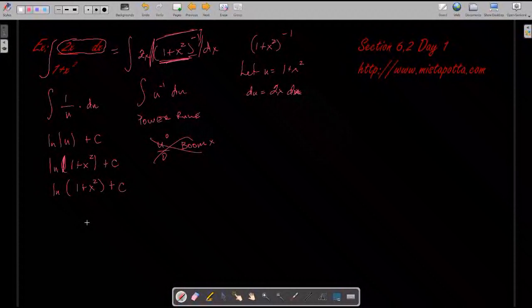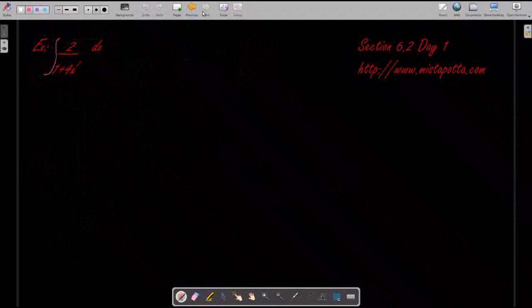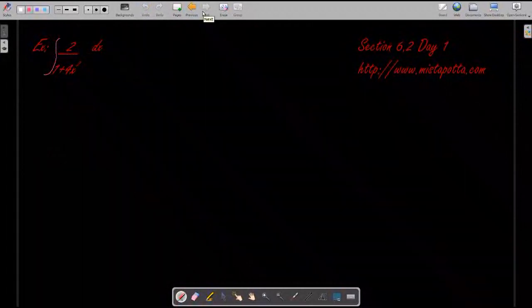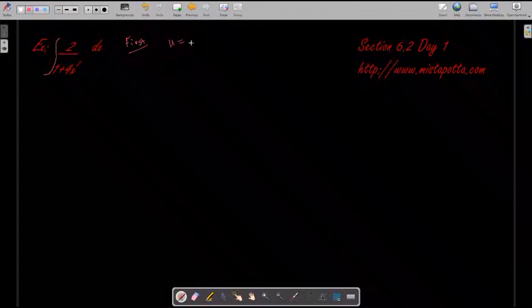So, last example, let me make a slight tweak to this function. So I've got the integral of 2 over 1 plus 4x squared. And so what I'm going to be doing is looking at this from my first instinct. My first instinct, because Mr. Potter said that I'm going to want to let u be my denominator, 1 plus 4x squared.